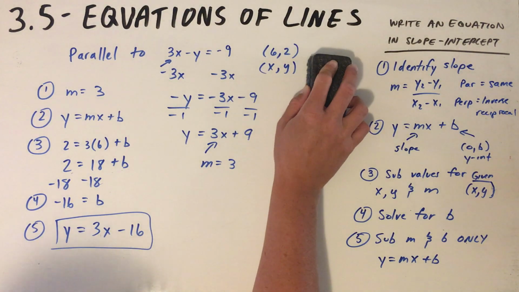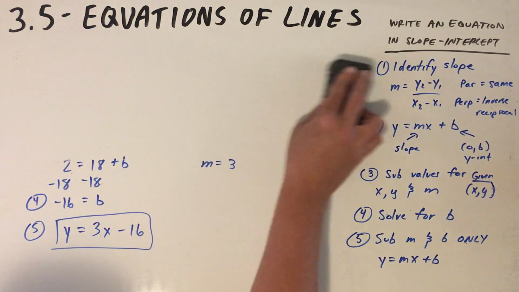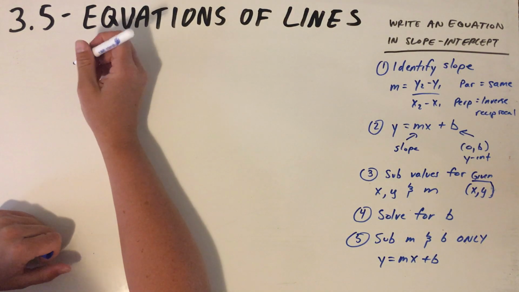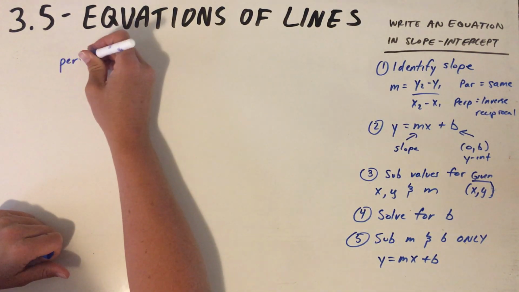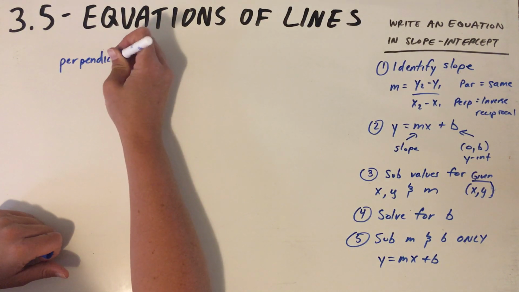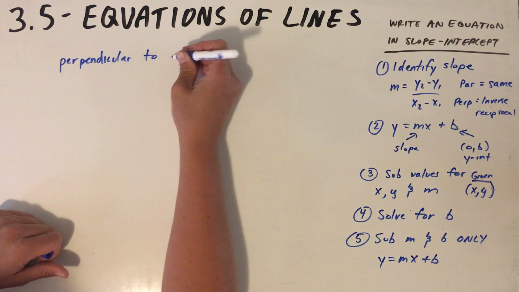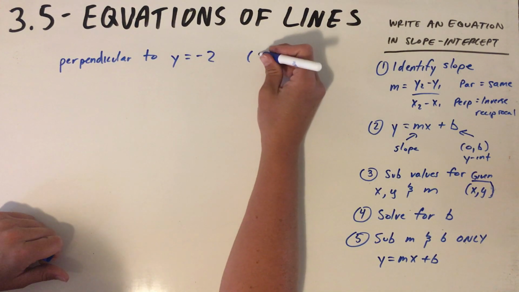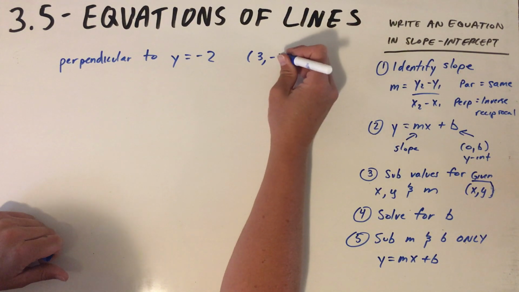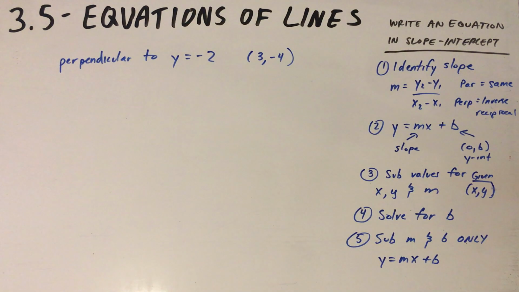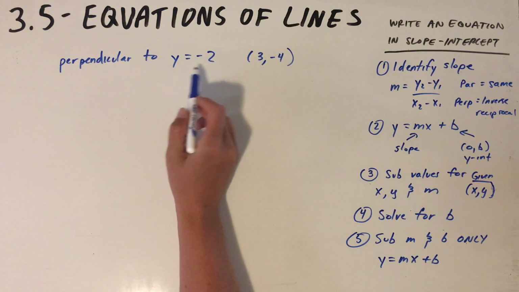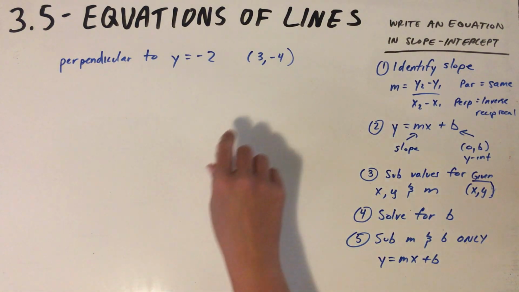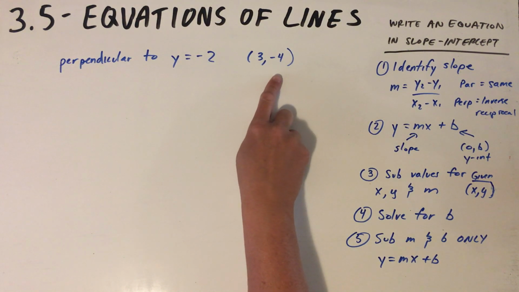What about a line that is perpendicular? I'm going to give you a tricky one here. Let's write an equation of a line that is perpendicular to y equals -2 and passes through the point 3, -4. Okay, so I'm looking for an equation of a line that's perpendicular to this one, but passes through this point.